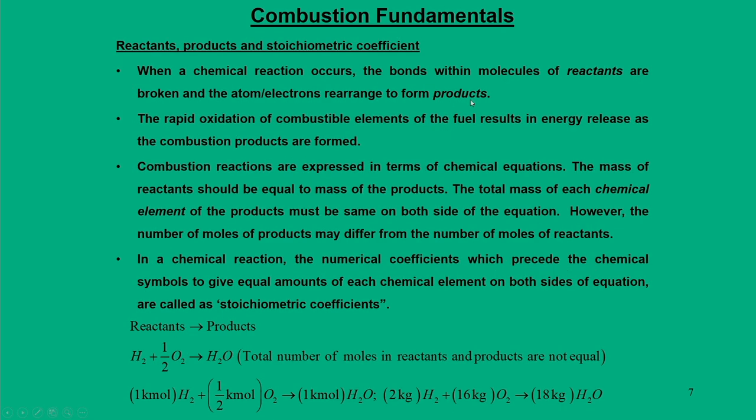The next important topic that we are going to discuss is reactants, products and stoichiometric coefficients. We mentioned that during a combustion process there have to be reactants and products. For example, in hydrogen combustion, when hydrogen and oxygen mix, we get water, and this process is a chemical reaction. So the reactants are hydrogen and oxygen, and the product is water. That gives us the definition of reactants and products. When you write these in equation form, we call it a chemical equation.